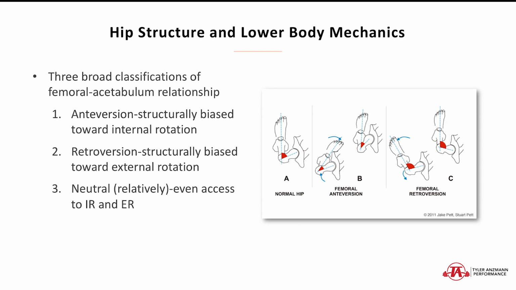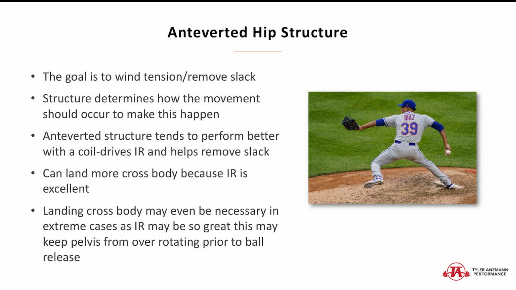All right, so in terms of anteverted hip structure, what we're going to see with these guys is the goal is really to wind tension and remove slack, and this is broadly true across pitching mechanics and other complex movements. What we're really trying to do is place a stretch on these connective tissue structures, and then allow that rebound effect to happen out of these pre-stretch movements.